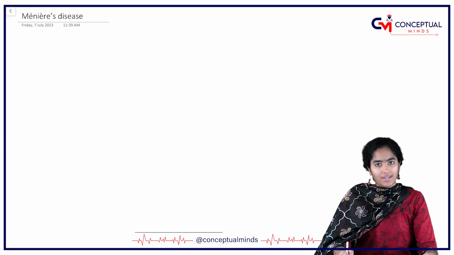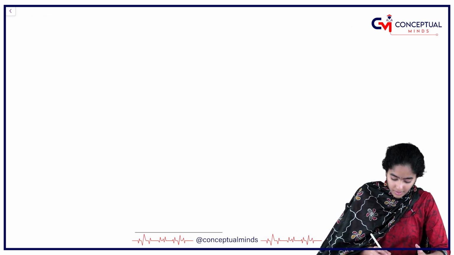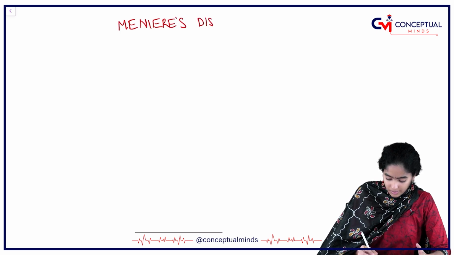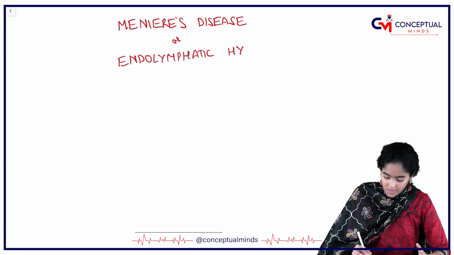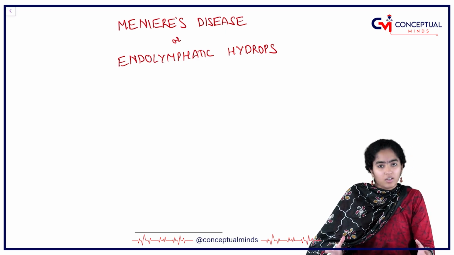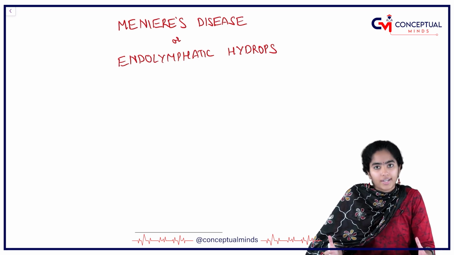Meniere's disease is also called Endolymphatic Hydrops. Meniere's is a disease of the inner ear, the endolymphatic system of the inner ear, and hence it's also called Endolymphatic Hydrops. So the basic pathology of Meniere's disease is that there is distension of the endolymphatic system.